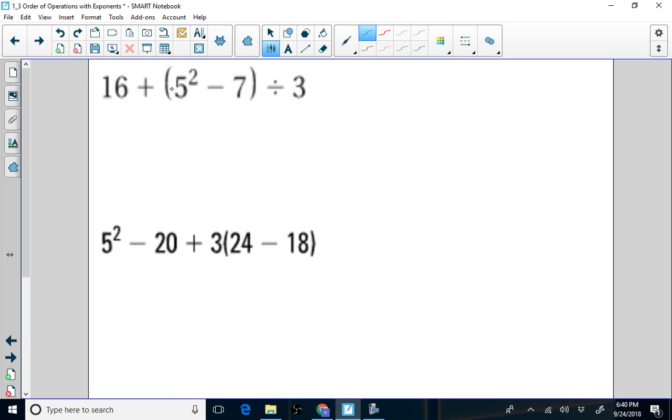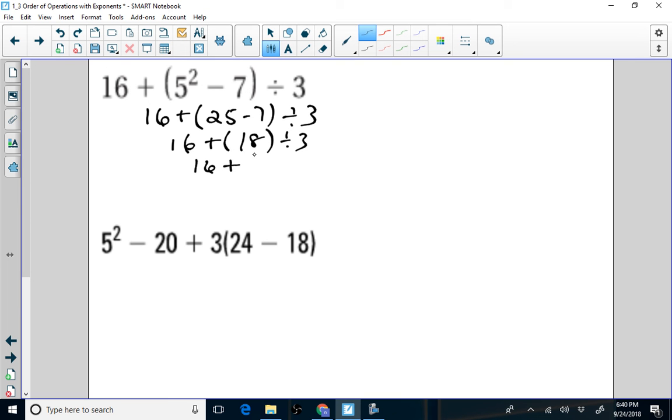We have a parenthesis, but within the parenthesis we have an exponent. So this is 16 plus 25 minus 7 divided by 3. Have to finish the parentheses. So 16 plus 25 minus 7 is 18, divide that by 3. Division has to be done before addition. So that's 16 plus 18 divided by 3 is 6. 16 plus 6, 22.